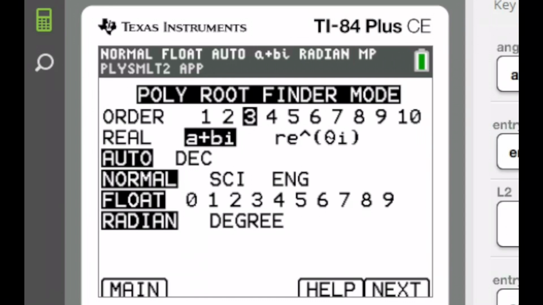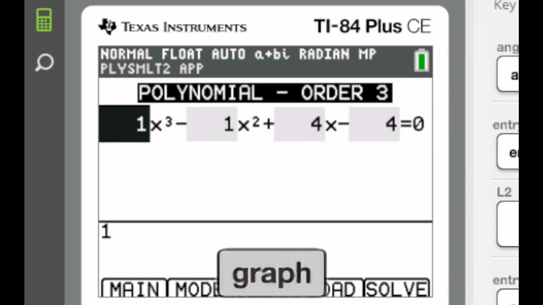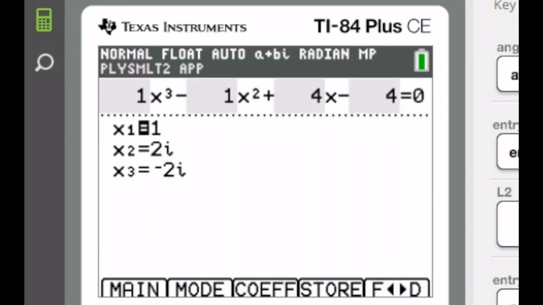Let's not make any change for the other settings, and then press the graph button. Press one more time. Then we can see that we have x2 equals positive 2i and x3 equals negative 2i. Those two are the corresponding non-real solutions, or so-called complex solutions.